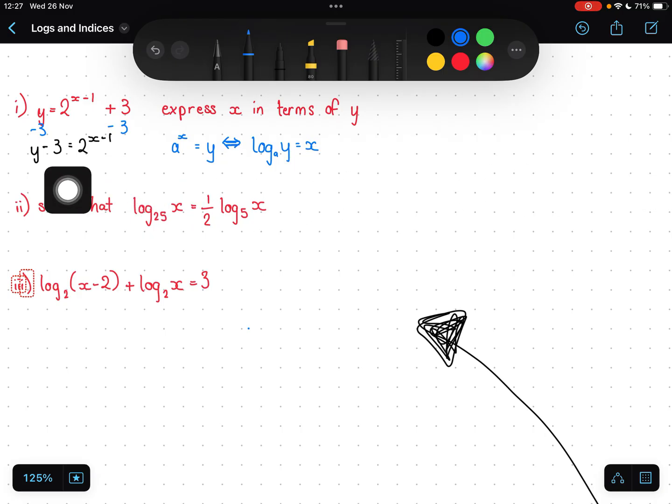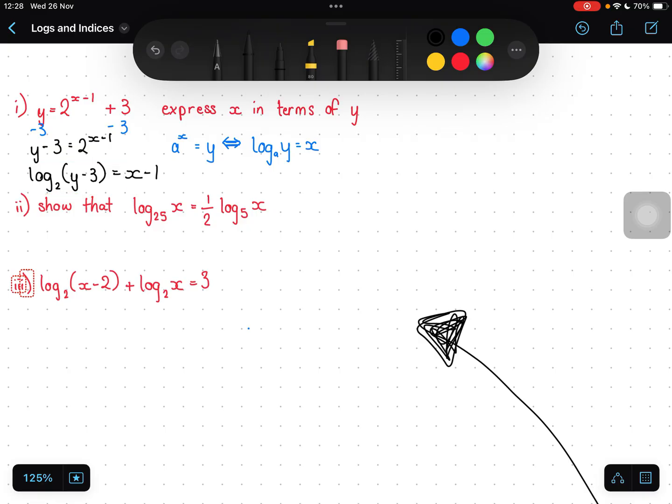So here I can manage to actually get this thing that's in the power out of the power if I follow this rule. So it will be my log, and then what would have been the base underneath the power is now the base on the log. So here it's a base 2. What it all was equal to before is now the big number after the log. So that would be y minus 3, and that's all equal to x minus 1.